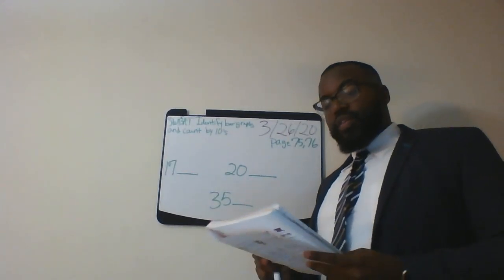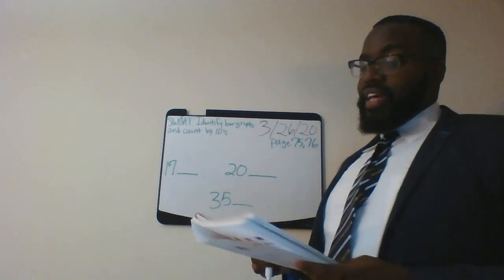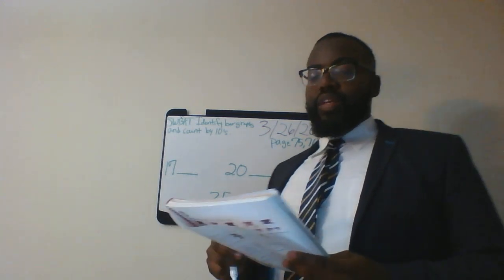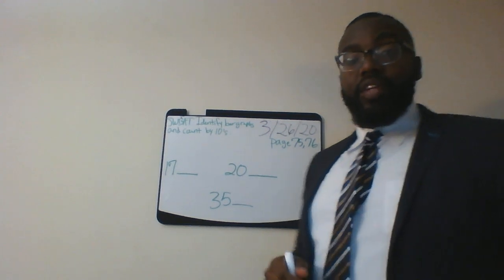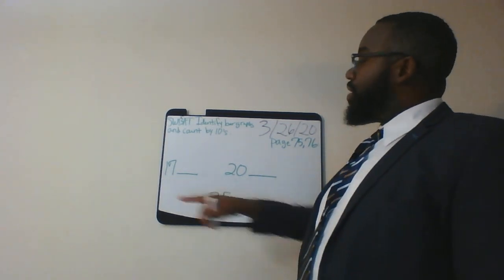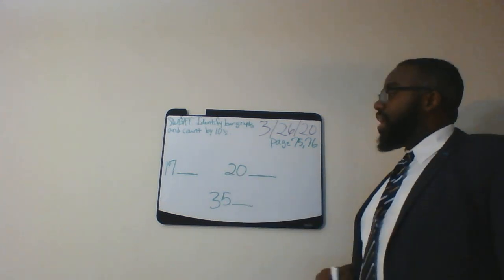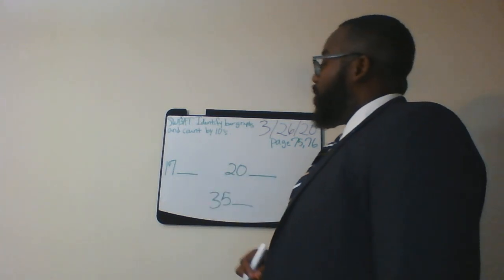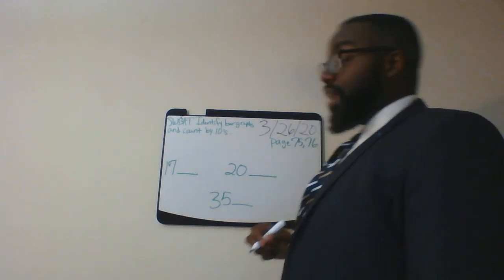As we flip the page over to 76, number 4 just asks us to add. Let's move on to number 5. We have to write the number that comes after. So going to the board, we have 3 numbers, 17, 20, and 35. So let's start off with 17. What number comes after 17?